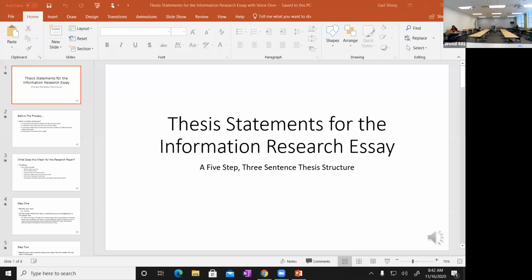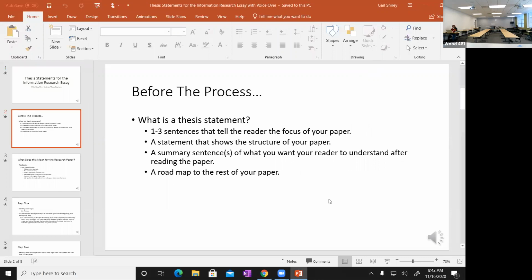So for this particular week, we are focusing on the thesis. It's English 103. And our thesis, we're following our formula of a 3-sentence structure. And this PowerPoint is provided for you on our Moodle page within thesis resources this week 11. There's 5 steps. So before you start the process, remember, what is a thesis?